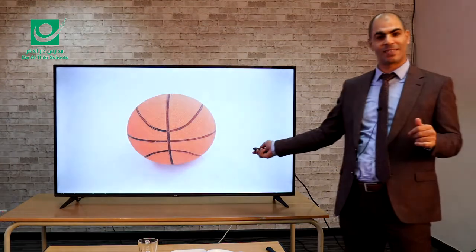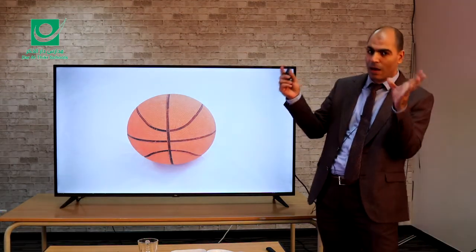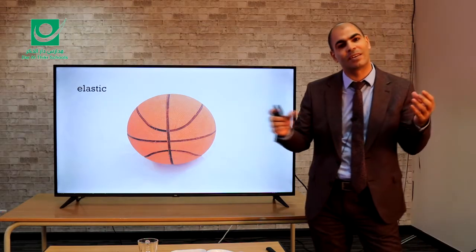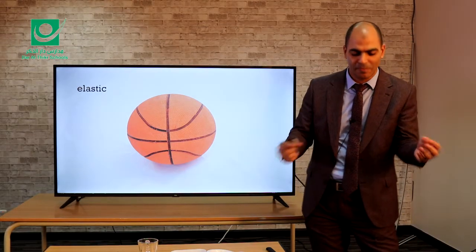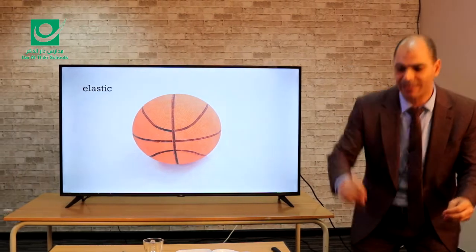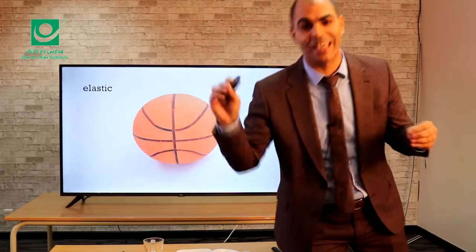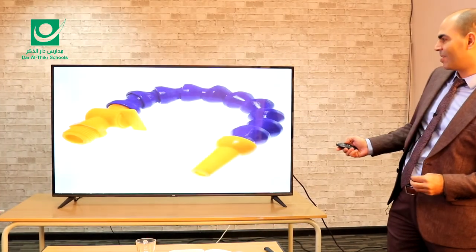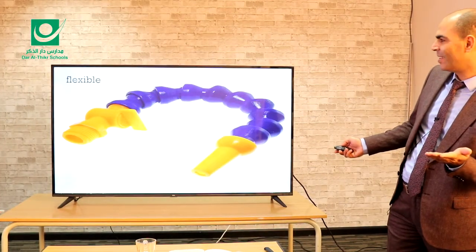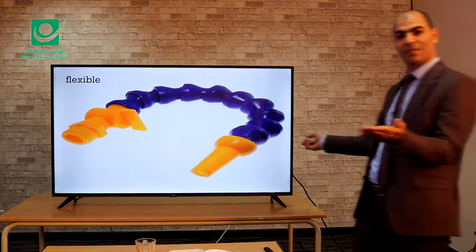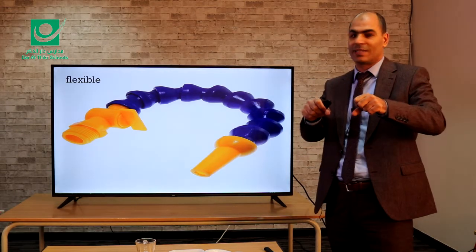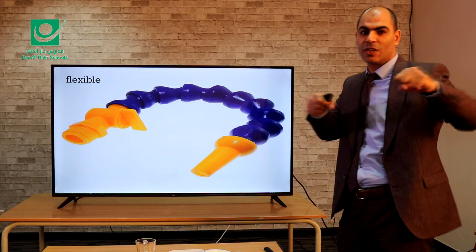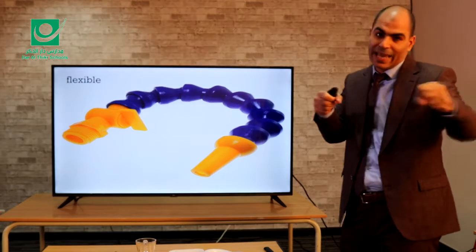Now look at this. This is a basketball, right? It is elastic. Why is it elastic? Because when you put it on the ground, it bounces. So it is elastic. Next, guess what? Flexible. Yes, if you hold this tool in your hands, it will move between your hands. So it is flexible.